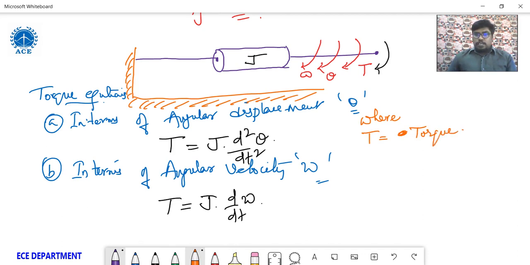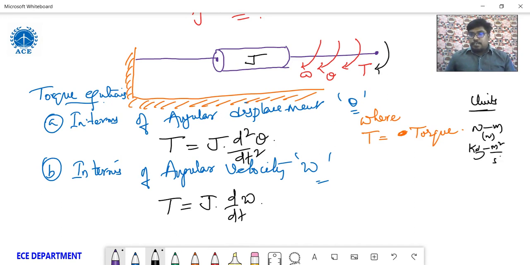What are the units for torque? Torque units are Newton meter. If you convert this Newton meter, it is kg meter square per second square. Newton means what? Kg meter per second square. Already there is a meter, so kg meter square per second square, right?